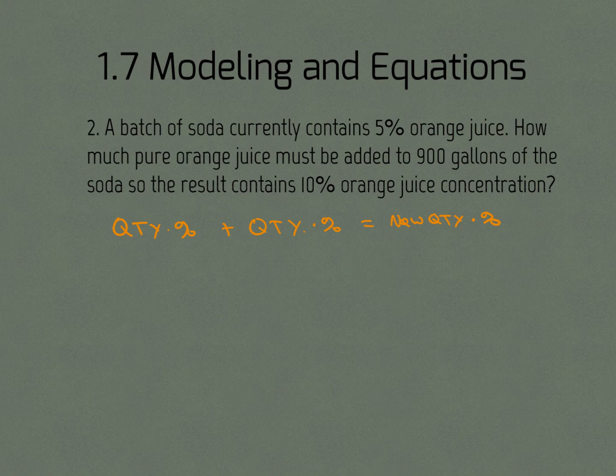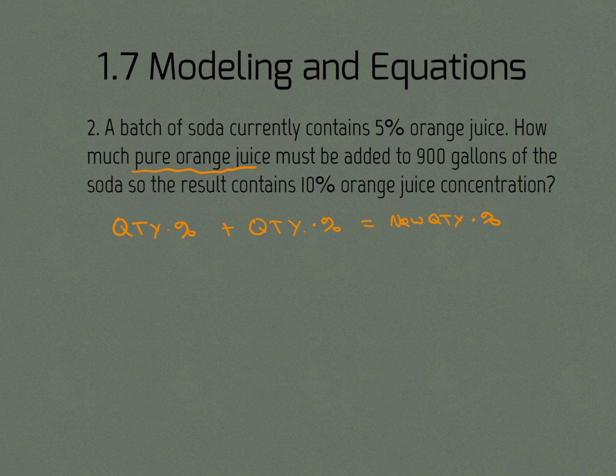So let's think about this. We're starting with 5% orange juice, and it's sort of hidden in the language here, but it means we're starting with 900 gallons. 900 gallons, 5%, because we're going to add pure orange juice. And anytime you see pure in these mixture problems, that means 100% OJ, or whatever, 100%.